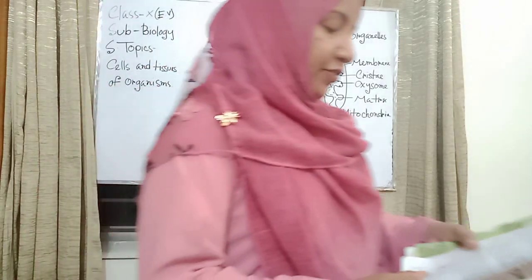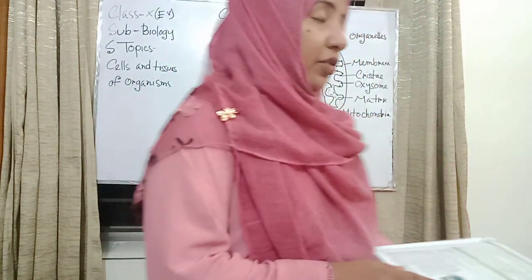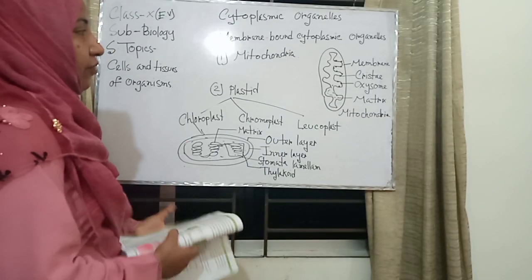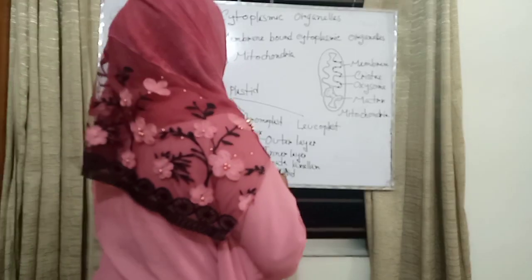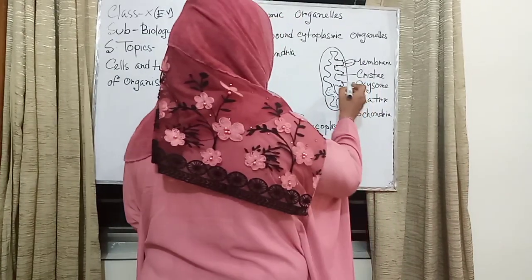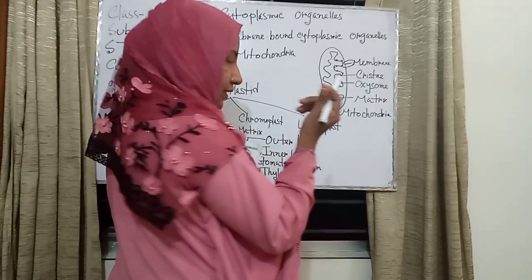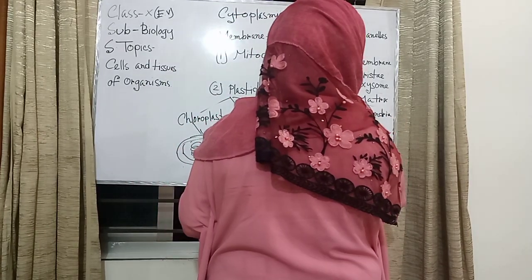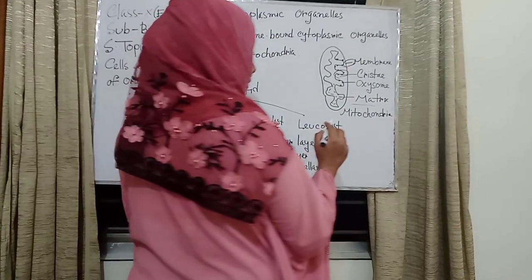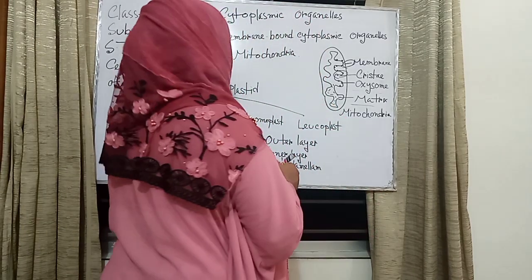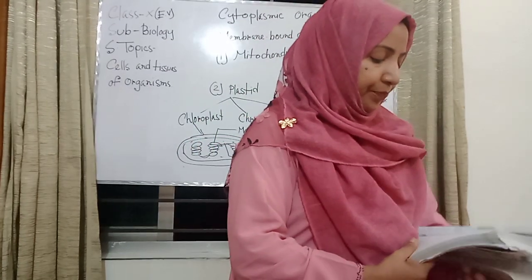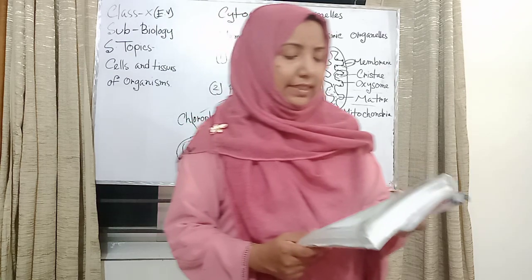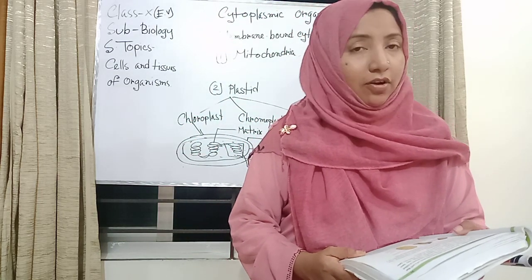Here the first structure is the mitochondria. I have also drawn a figure. Yes, the figure. Please everyone see the book. The first structure is the membrane, the outer layer of the membrane. The second structure is the cristae. Then there is the oxysome and the matrix, the jelly-like structure. Finally, we have the mitochondria, which is a membrane-bound cytoplasmic organelle.